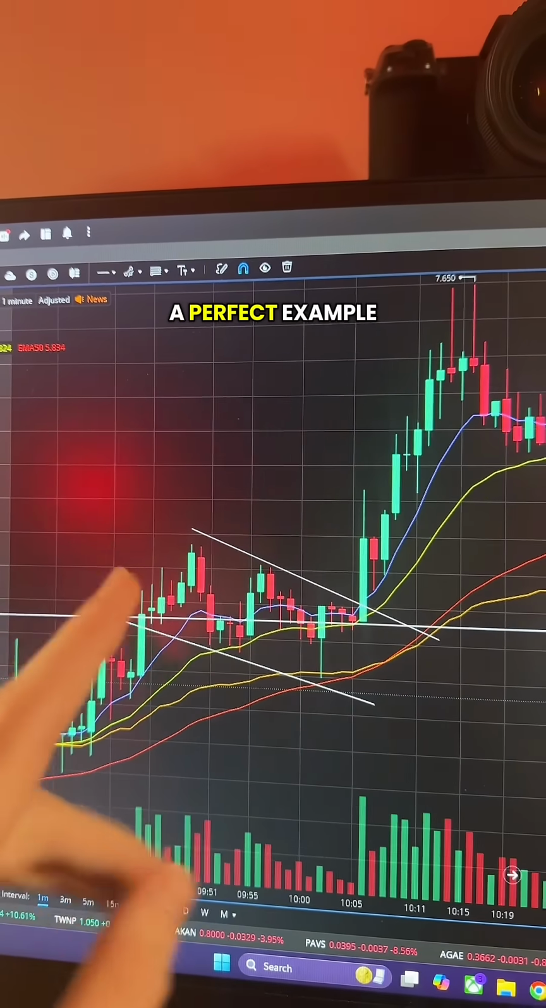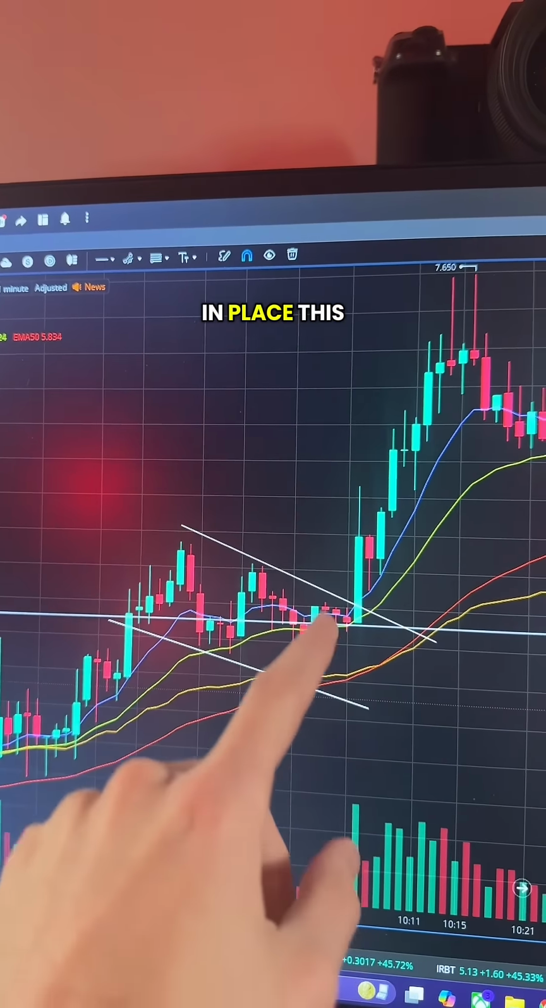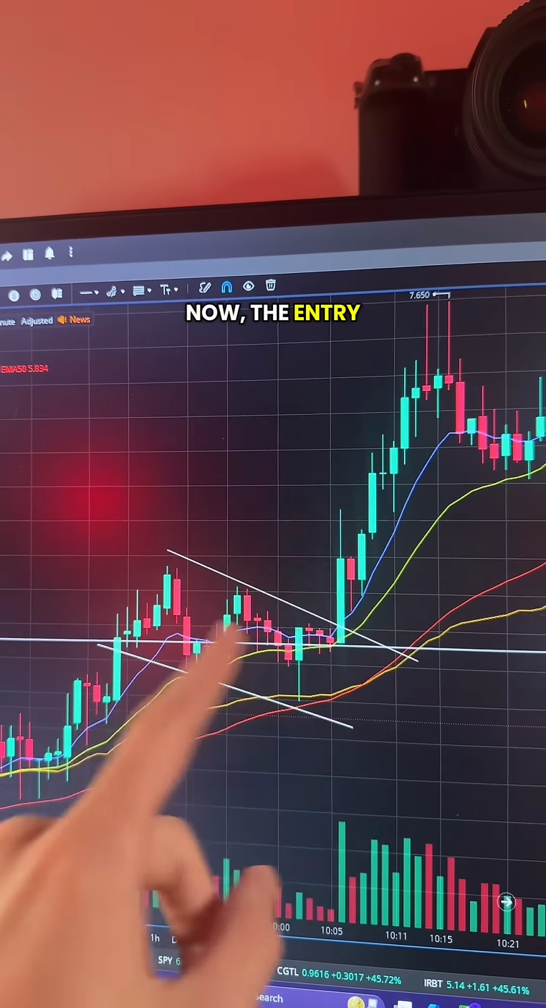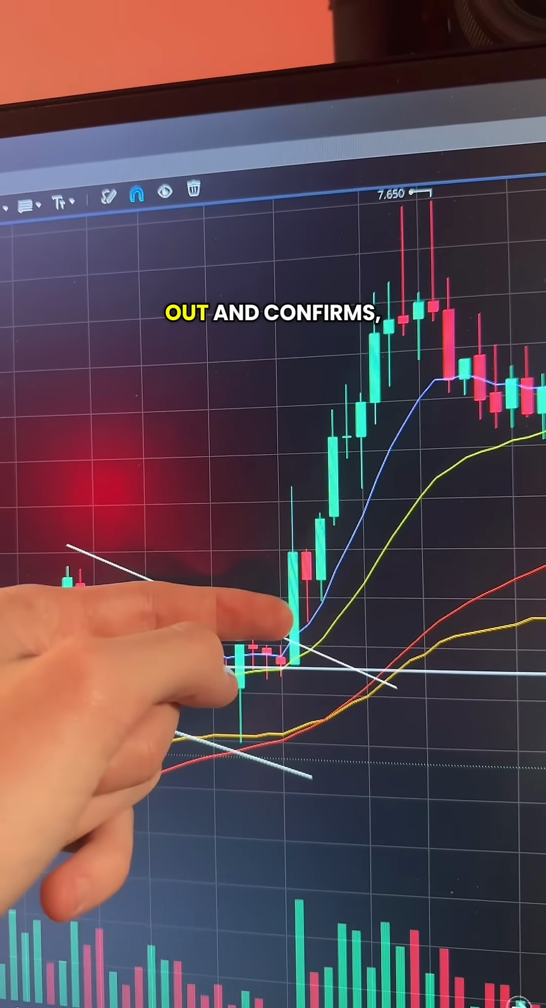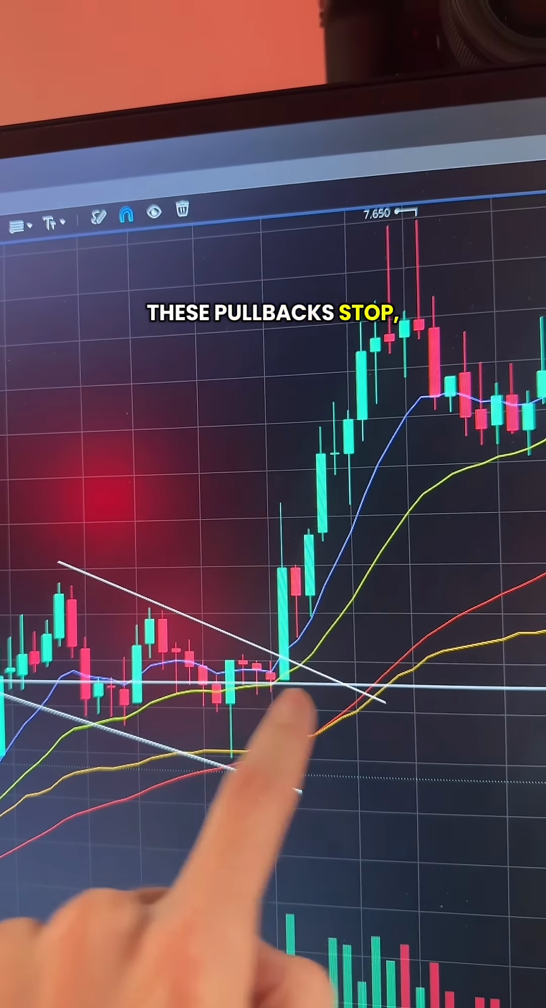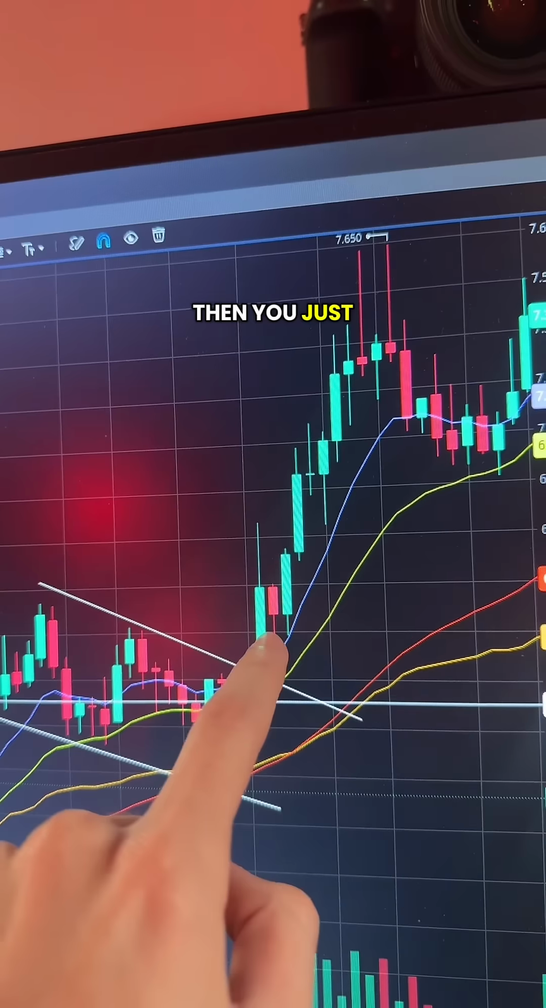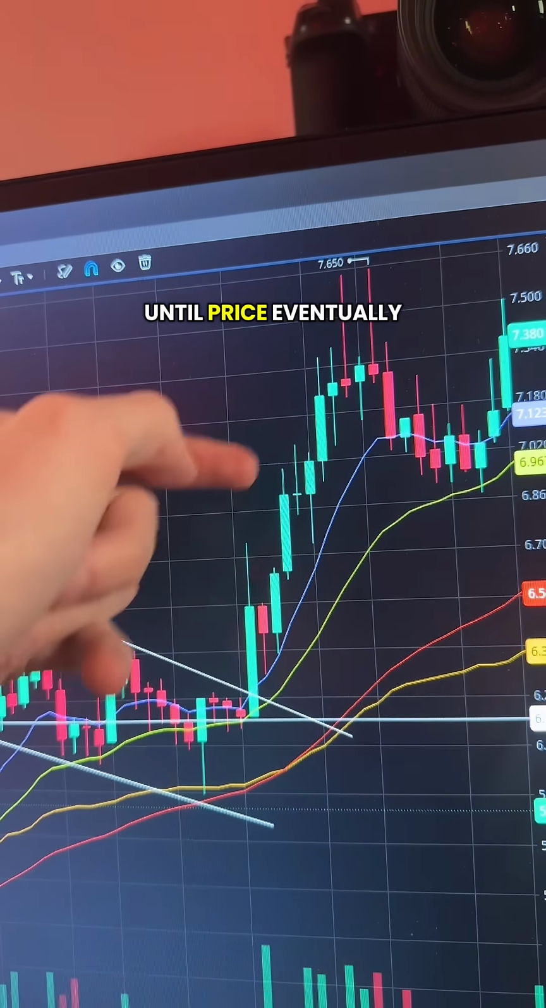Now, this is literally a perfect example on QCLS where it puts in place this range and then breaks to the upside. Now, the entry is not on that first candle ever, but as this next candle pulls back after breaking out and confirms a buyer off these pullbacks, stop loss goes at the bottom of the breakout candle, then you just trail stops off the 1-minute low until price eventually wicks you out.